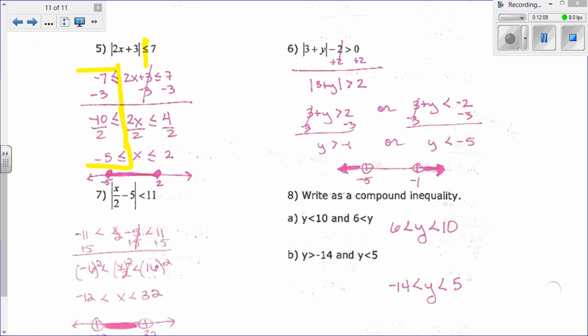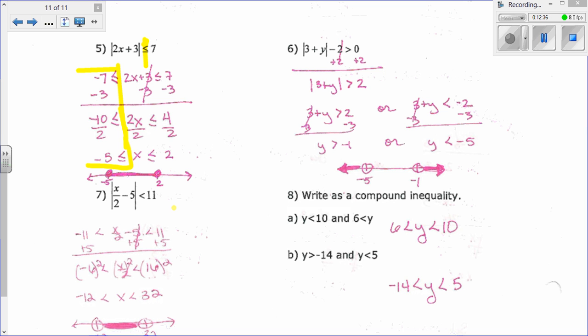In order to get x alone, I have to divide by 2. So I divide everything by 2 because we are fair in math. When I divide everything by 2, I get negative 5 less than or equal to x less than or equal to 2. The nice thing about a compound inequality is your solution set and your shading look very much the same. I have everything in between in my inequality, and then I shade in between.